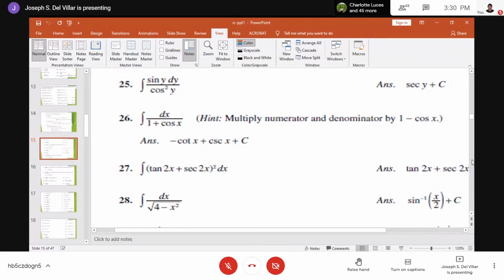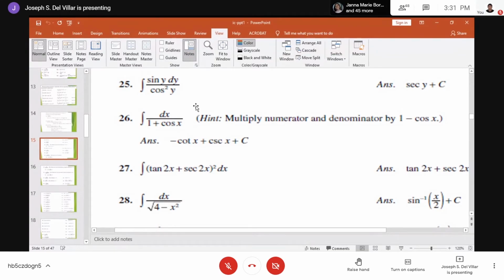Okay, number 26. There was a hint here that you need to multiply the numerator by the denominator, 1 minus cosine x. What do you call this? Relative to 1 plus cosine x. Can anybody remember? So we are actually multiplying the denominator by its? Conjugate. Yes, that's correct. The conjugate of the denominator, no? So that is 1 minus cosine x all over 1 minus cosine x.